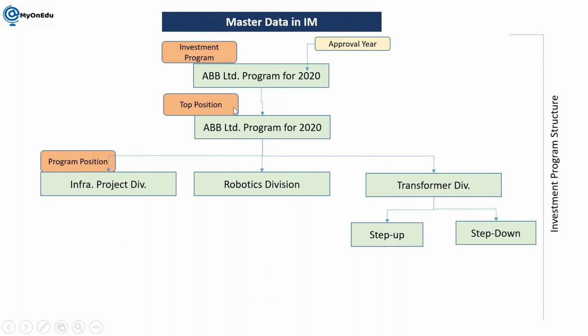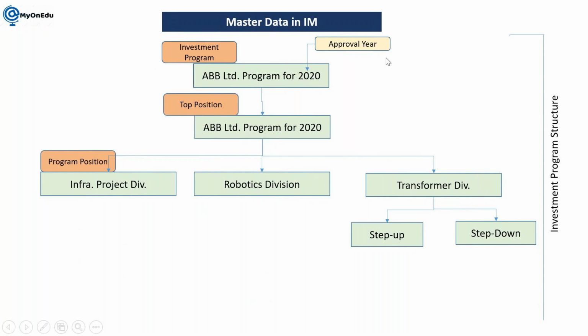Once it is approved, it goes for more detailed planning. Here, the individual departments in the system are considered as positions, and when we create this head, it is a program definition. So let's say, sitting in 2025, I would like to plan for my next 5 years. I will create a plan for the coming 5 years of investment. We can call it the ABB Limited program for 2025, and this is a 5 year program.